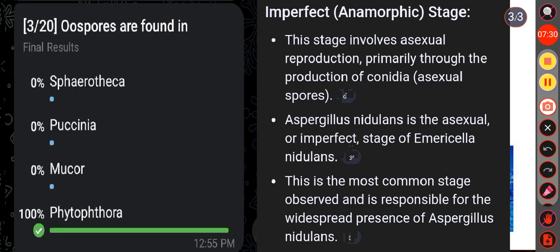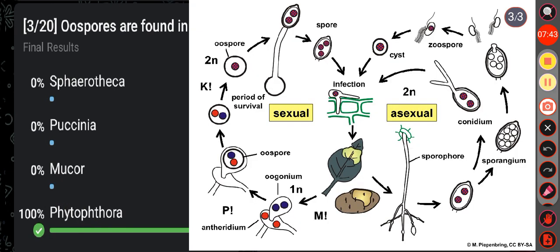Okay. Then next question, whose spores are oospores? Option A Sphaerotheca, option B Puccinia, option C Mucor, option D Phytophthora. Here the correct answer is option D, that is Phytophthora. In the life cycle of Phytophthora, oospores are formed through the sexual reproductive process resulting from the fusion of an antheridium and an oogonium. And when conditions are right, oospores can germinate and release zoospores, which are the primary source of infection for plant hosts.